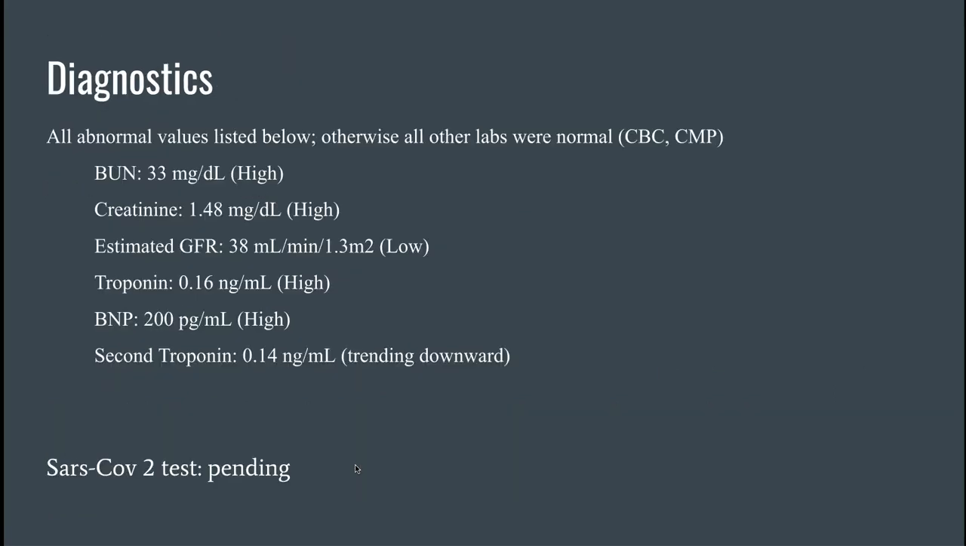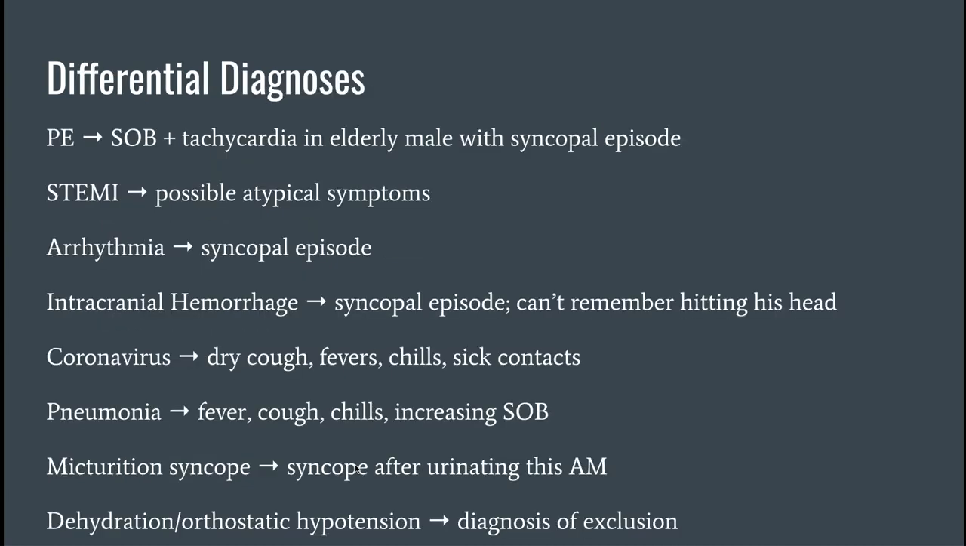So these are the initial lab work. These are the abnormals. So he does have a high BUN and creatinine. He did have an elevated troponin, but his second troponin was 0.14, so it's kind of trending down. And then he had an elevated BNP. We also have a pending SARS coronavirus test that hasn't resulted yet.